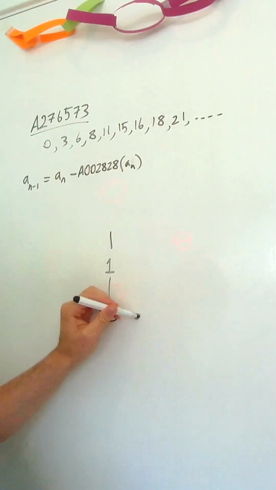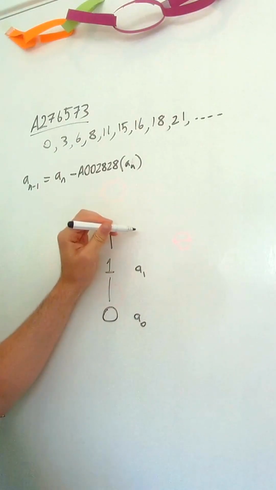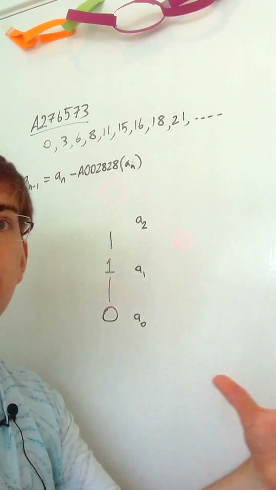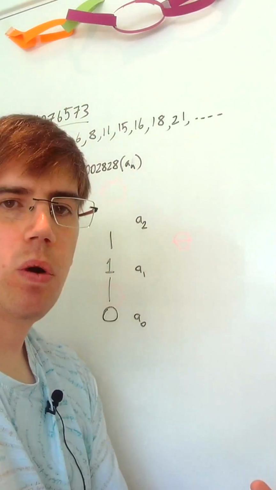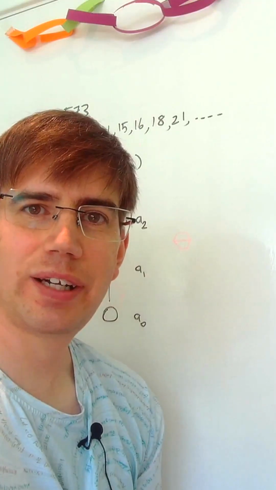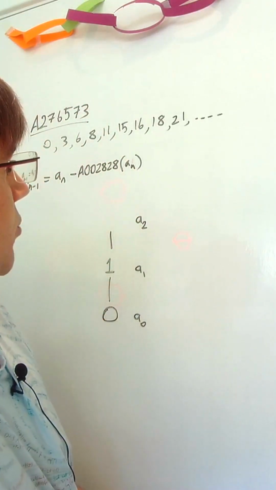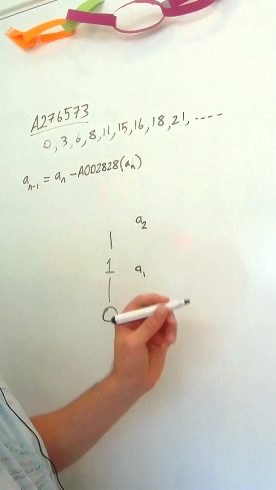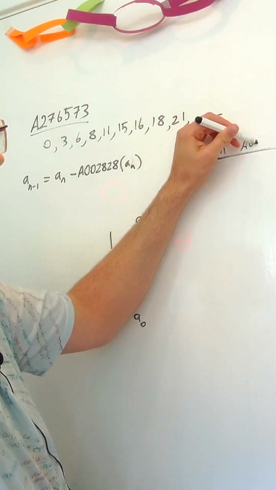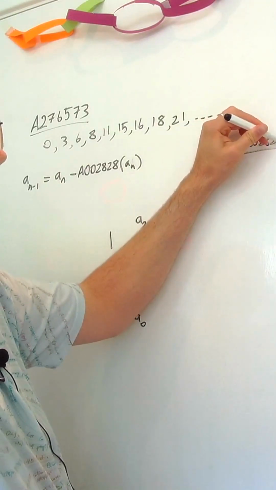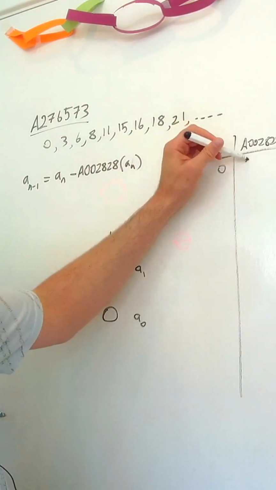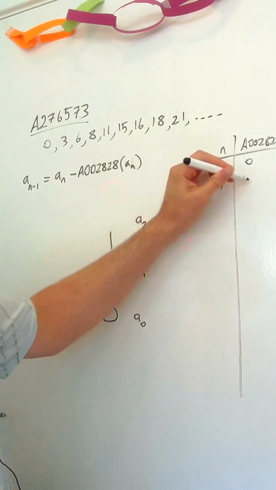Now next, I need to find another number for my a2. So that's a0, that's a1. I need a2 to be something that if I take away the number of squares that add up to it, I get 1. I don't know off the top of my head how many squares you need to add up to certain numbers. We could try working a few out, I suppose. So we'll go over here, we'll go n and A002828 of n. Right, so 0, how many squares add up to 0? If I add up 0 squares, then I get 0. 1, 1.